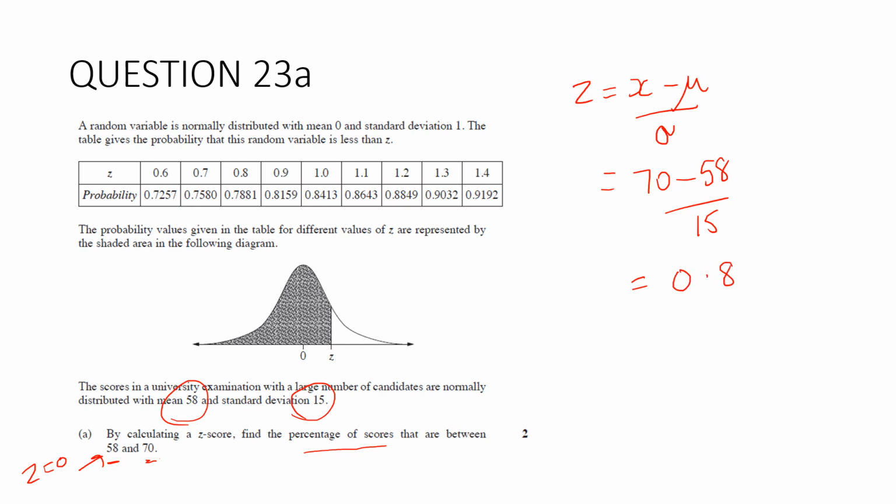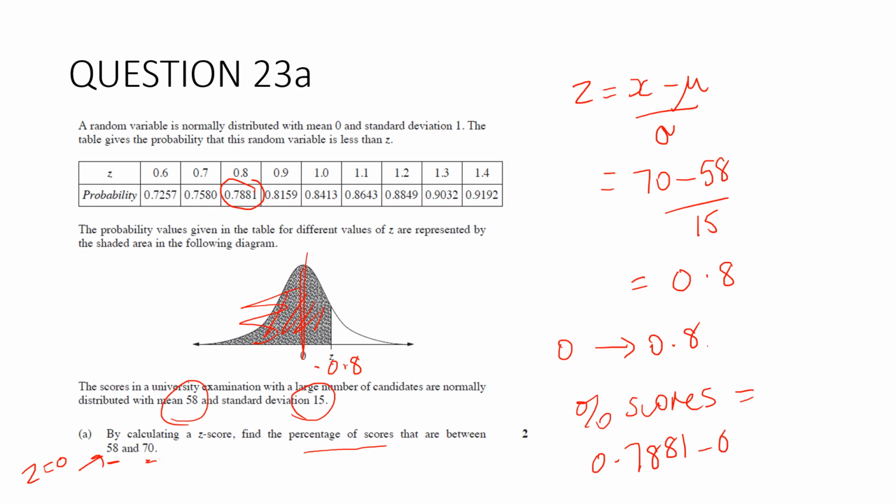And we want the area in between 0 and 0.8. So if we look up 0.8 and find this whole area here, then we can just subtract 50%. So for 0.8, the area is 0.7881, and the percentage of scores is going to be equal to 0.7881 take away 0.5, which is 0.2881.